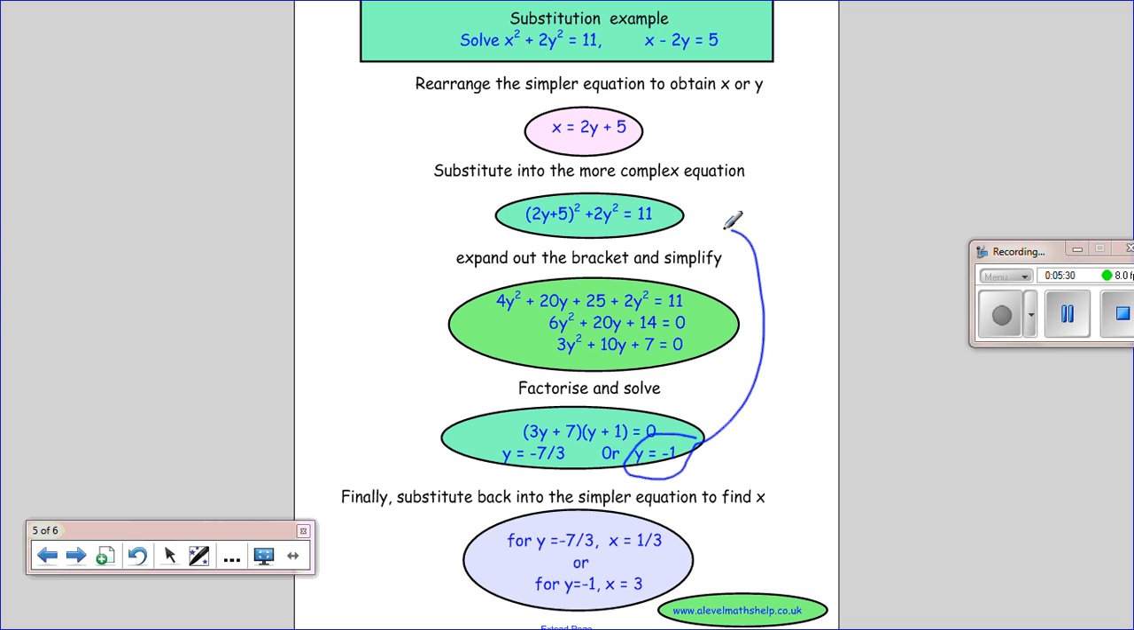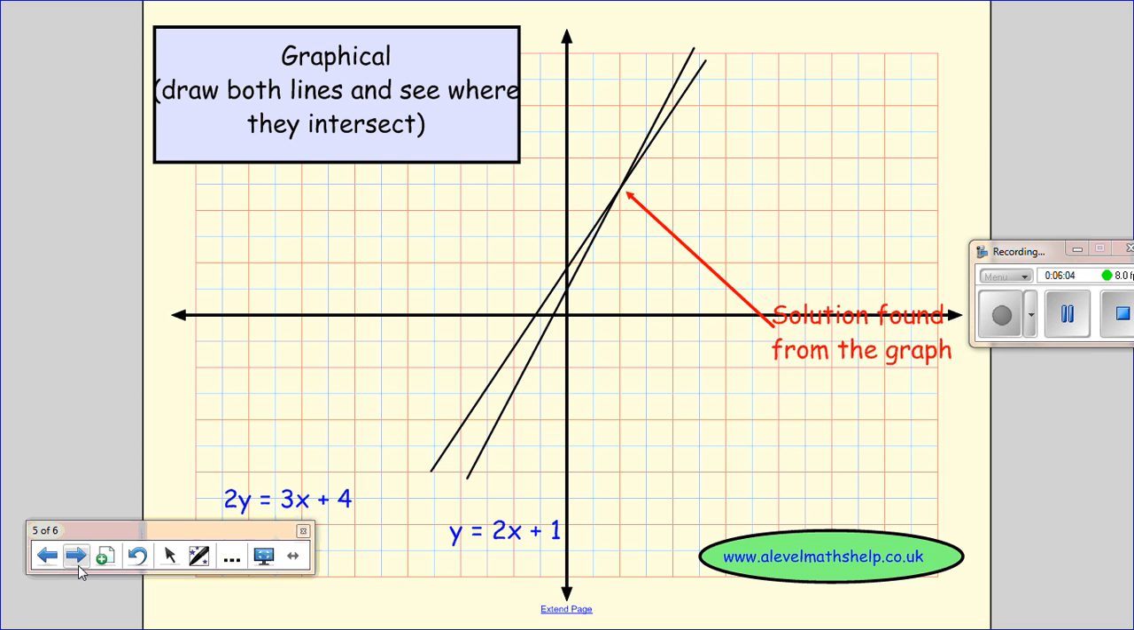So once you've got these, you then substitute them back. I'll do the easier one into here, and then you can get your x value. So x equals 2 times -1 plus 5, so that would give me x equals 3. And then this one, I have x equals 2 times -7/3 plus 5, and you can just check that that gives you x equals 1/3. And so we've solved it, and this time we've got 2 solutions, and that's because you've got a squared term here, so you'd expect more than one solution.